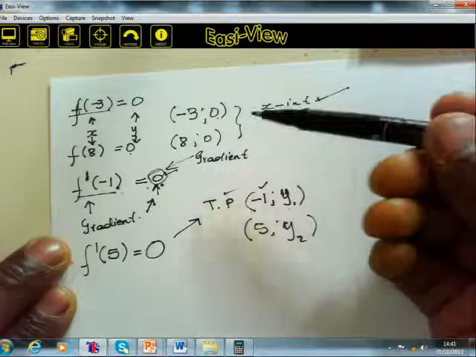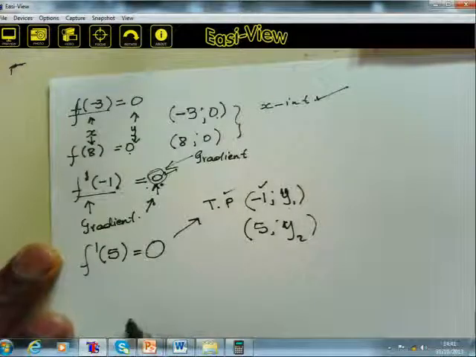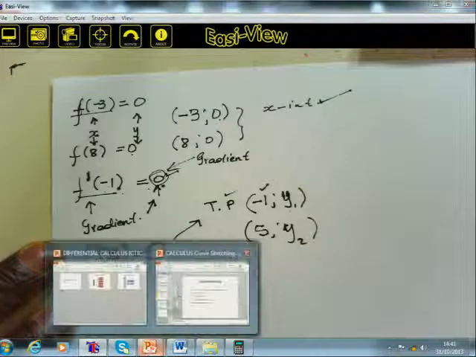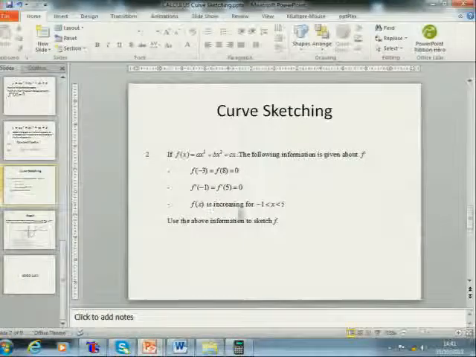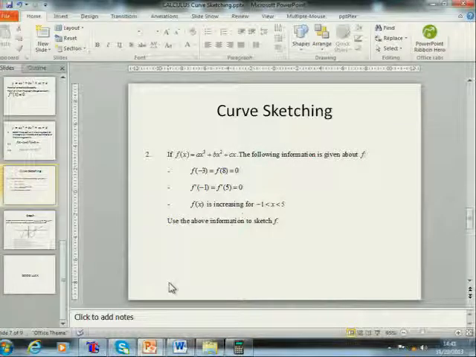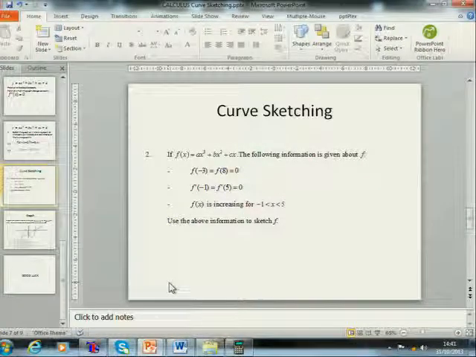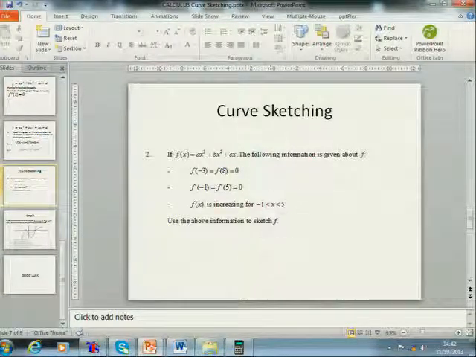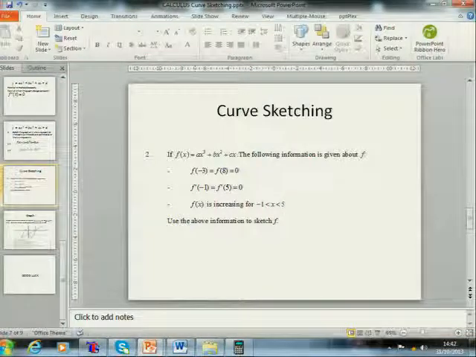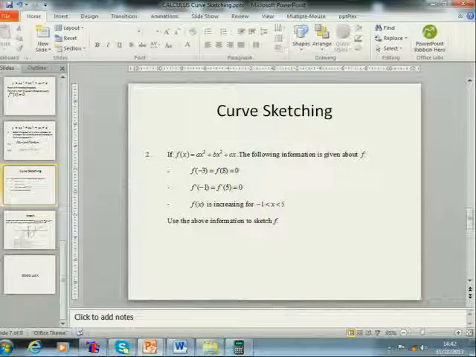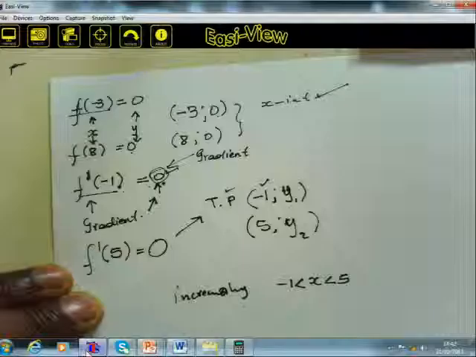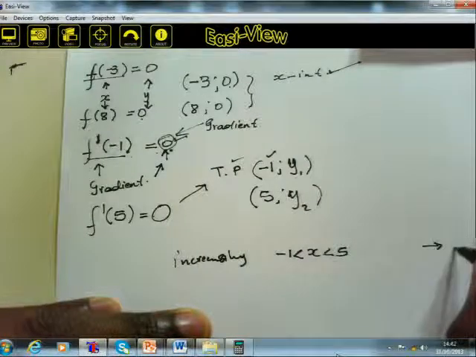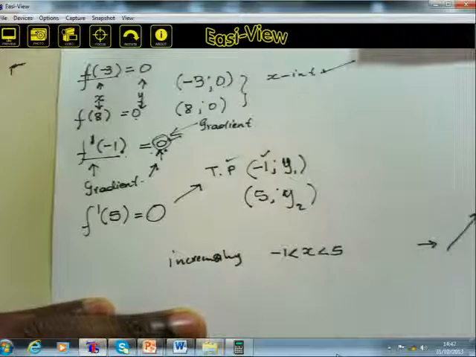Not at all. The other information that you are given is that the function is increasing. Can we check that information? The function is increasing between -1 and 5. Do you understand when a function increases? When the function is increasing, it means from left to right, it is going up.